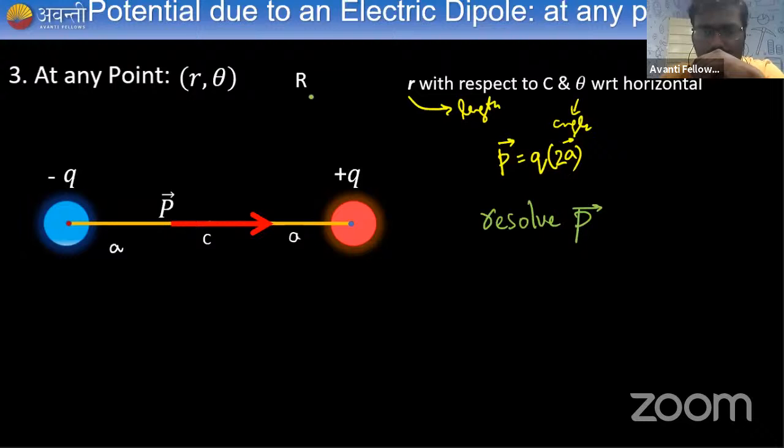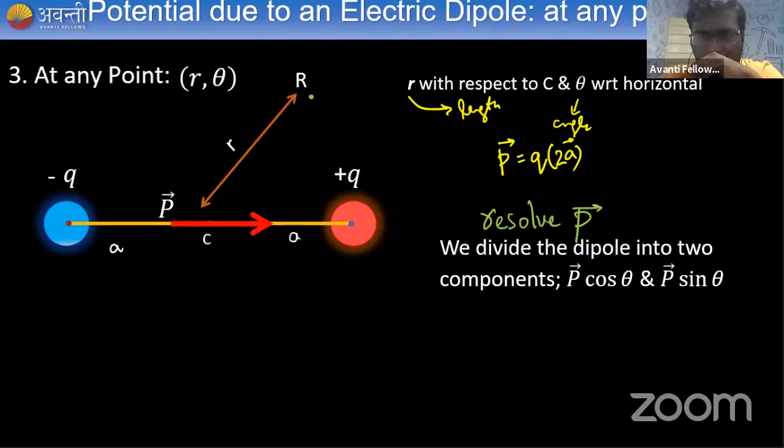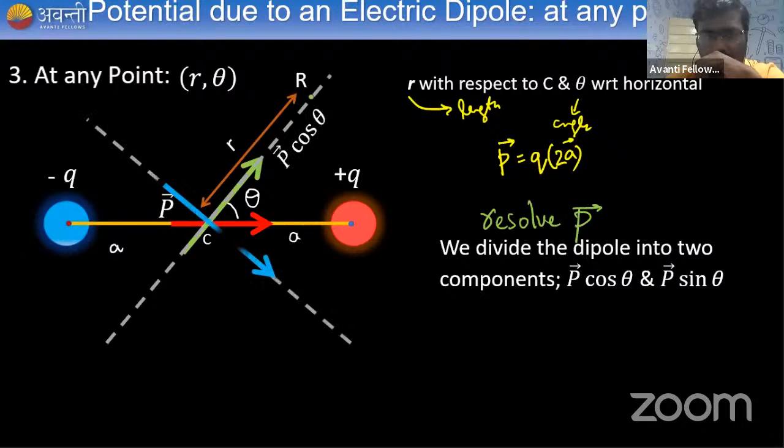So if you try to resolve P, and r is the distance between C and point R, we'll divide the dipole P into its components P cos theta and P sin theta. If theta is the angle between them, we get P cos theta along this direction. And similarly, if we divide along the perpendicular direction, we get P sin theta.